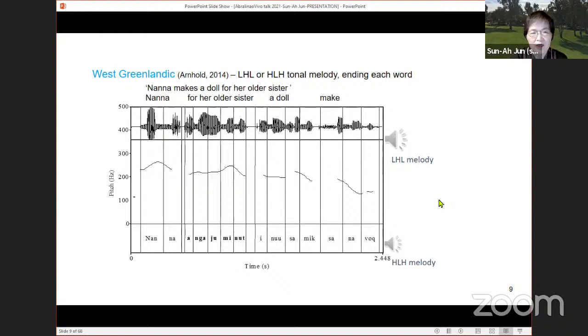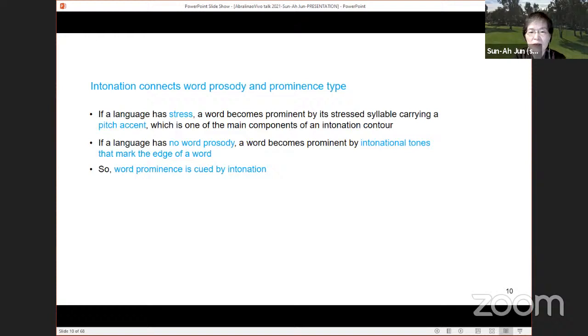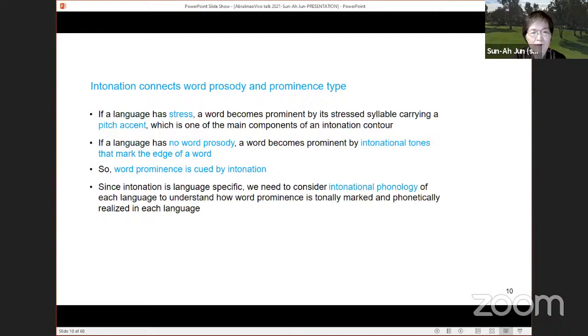So if a language has stress, a word becomes prominent by a stress level carrying a pitch accent, which is one of the main components of an intonation contour. But if the language has no word prosody, a word becomes prominent by intonational tones that especially mark the edge of the word. So word prominence is cued by intonation. And since intonation is language specific, we need to consider the intonational phonology of each language to understand how word prominence is tonally marked and phonetically realized in each language.